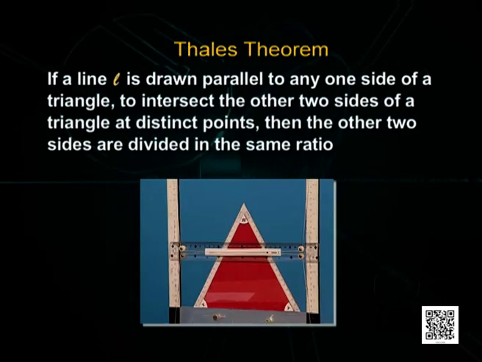This is how we have shown that whenever a line L is parallel to any one side of a triangle, intersecting the other two sides at distinct points, then the other two sides are divided in the same ratio. This verifies our basic proportionality theorem.